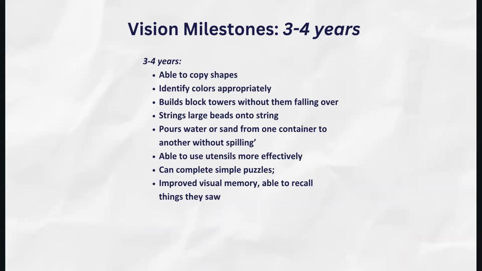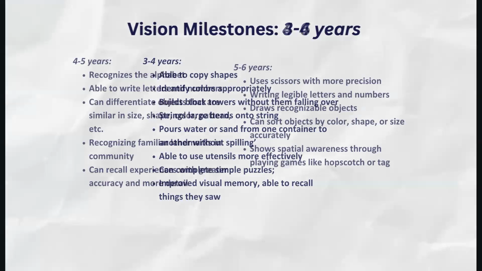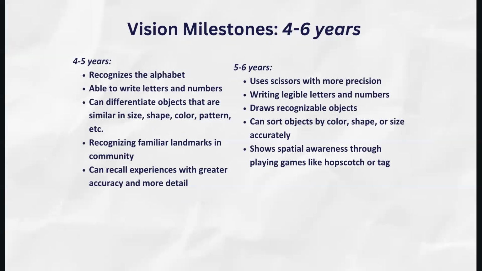Vision milestones 3 to 4 years. Between ages 3 and 4, a toddler will likely be able to do things like copy shapes and identify colors. Vision milestones 4 to 6 years. Between ages 4 and 5, a child should be able to recognize the alphabet and be able to write down letters and numbers. Between 5 and 6, a child will likely be able to use scissors with some accuracy, write recognizable letters and numbers.